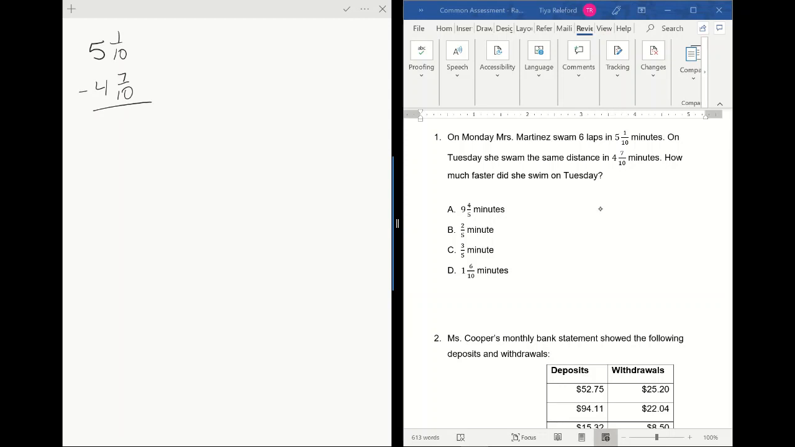Now the tenth stays the same. You have to borrow from the 5, and our new numerator is 11. So 11 minus 7 is 4, and 4 minus 4 is 0. Now you don't see 4/10 as an option, so you're going to have to simplify the numerator and the denominator. 4 divided by 2 is 2, and 10 divided by 2 is 5.